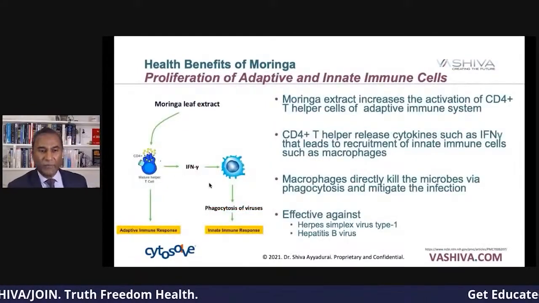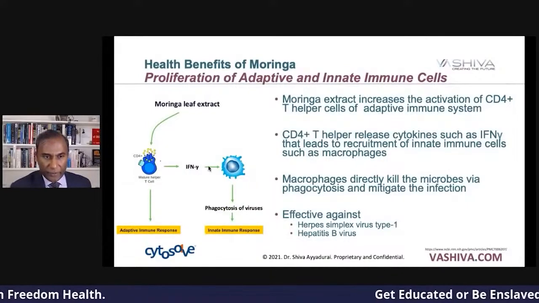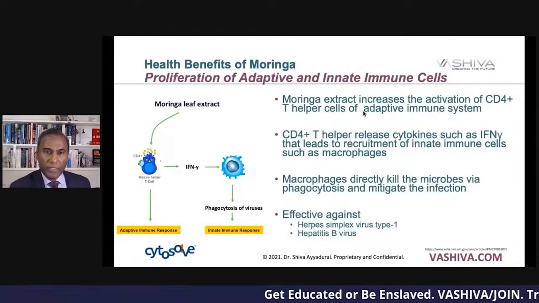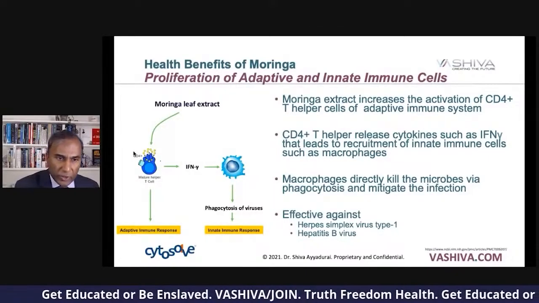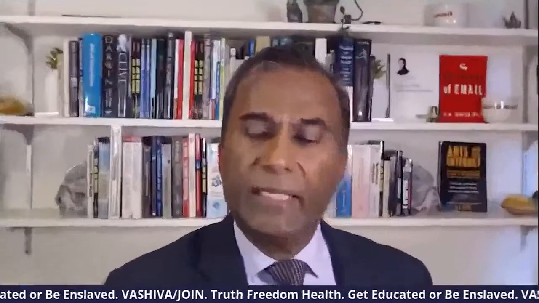Next, we're looking at the interferon system, which is also involved. I want everyone to look at interferon gamma here. So Moringa extract increases the activation of CD4 T helper cells. So here's a CD4 cell. What is a CD4 cell? The CD4 cell is like the Navy sharpshooter. The CD4 cell makes an antibody for a particular pathogen.